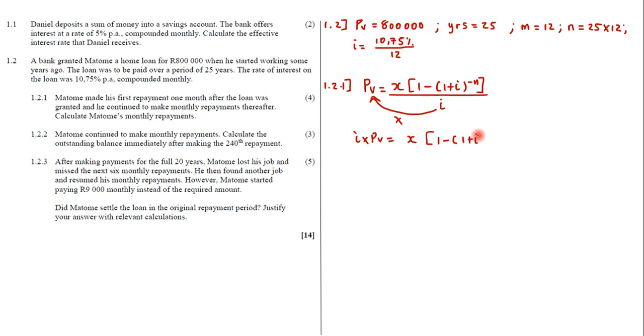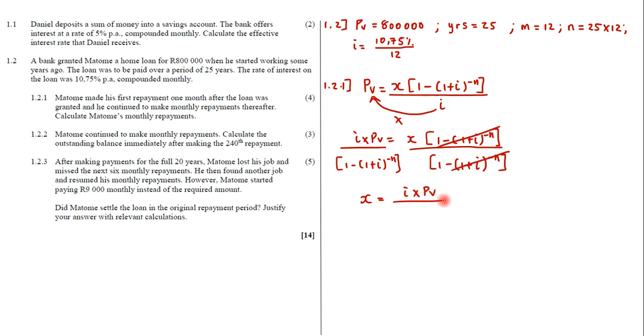And then we have 1 plus i to the minus n. And then from here, I just divide the whole thing that is next to X, both sides, right? So by having this, I can then cancel this, and then I'll have X. So I just want to write X first, right? So X is going to be equal to 1 minus (1 plus i) to the minus n. Okay, then from here, the only thing that I have to do is to substitute ones.